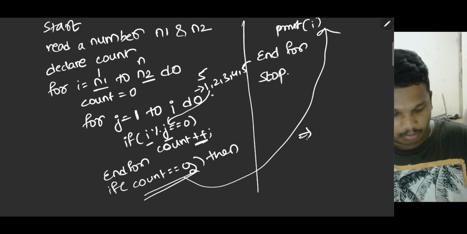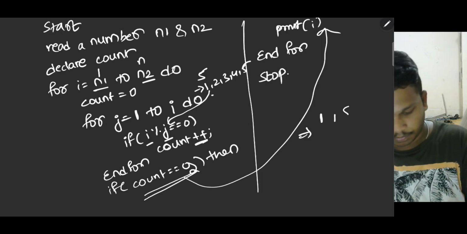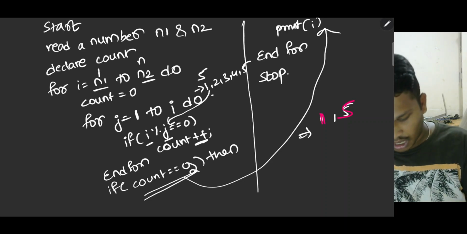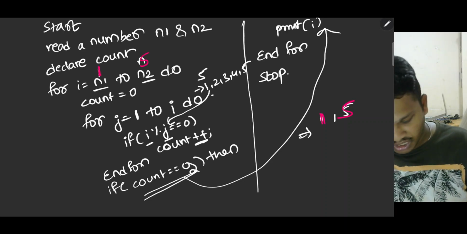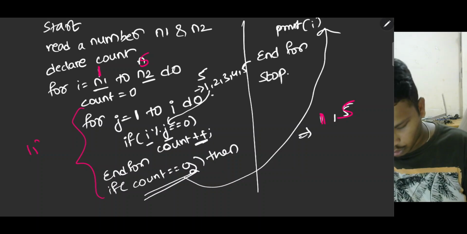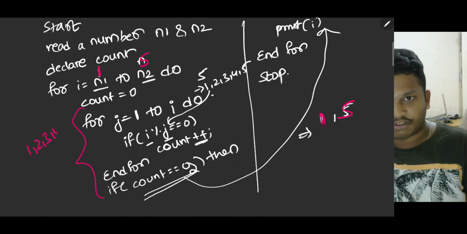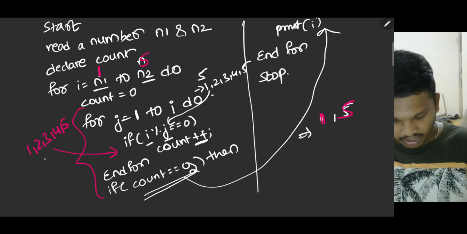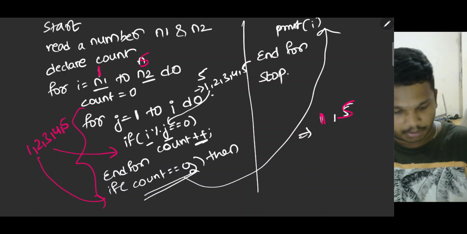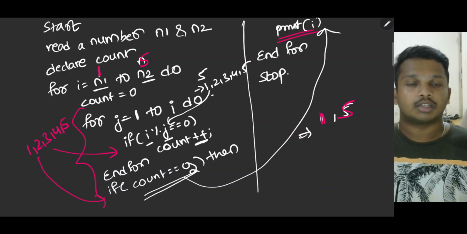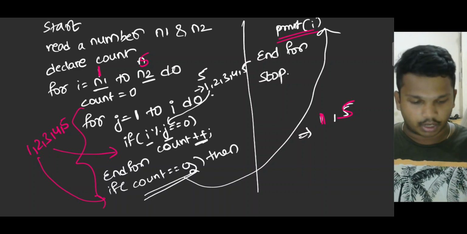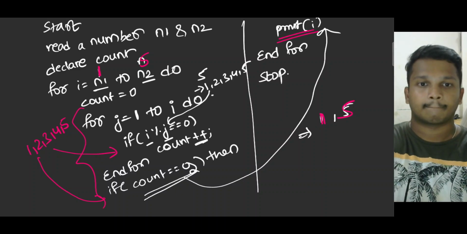For example, if the input is 1 comma 5, the loop will run from 1 to 5. In these 1 to 5, for 1, for 2, for 3, for 4, for 5, for each and every number, we will check whether it is a prime number or not. If it is a prime number, we will print that number, or else we will not print it. This is the logic. Now I will write the program. I hope you understand the logic.